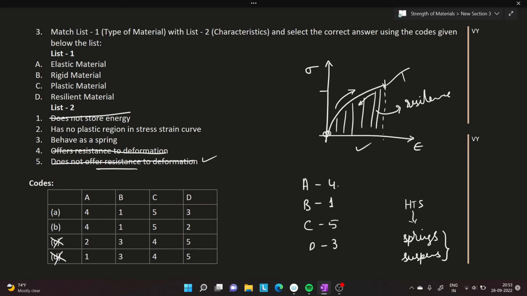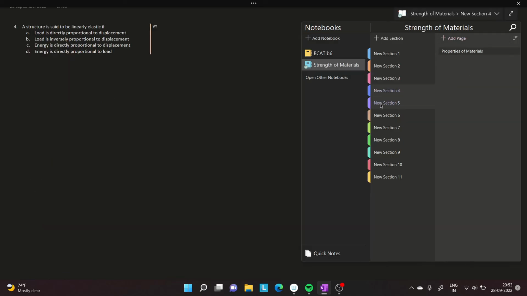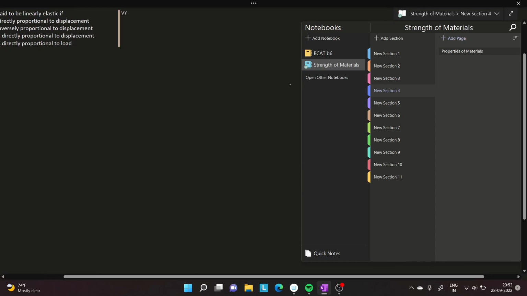So 4153 is the option 1. The option 1 would be the right answer. Right, so let me just move on to the next question. We are going to have another theory question.